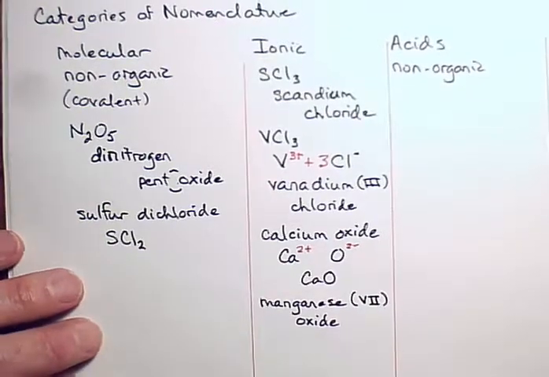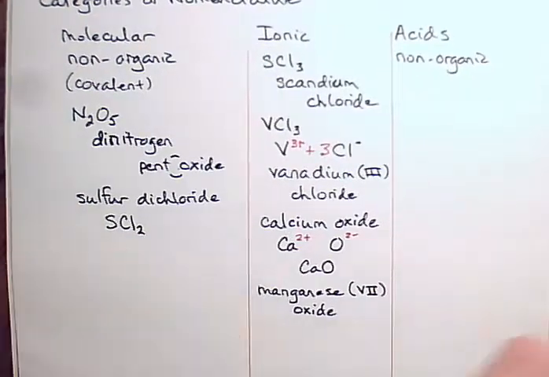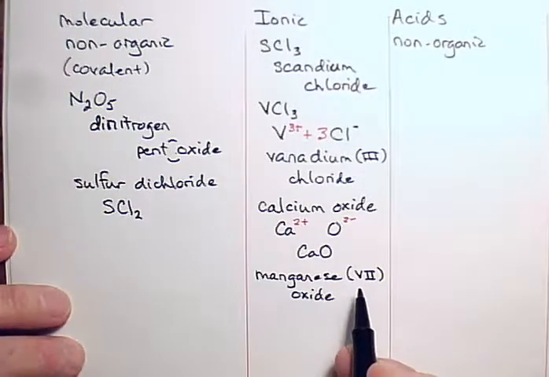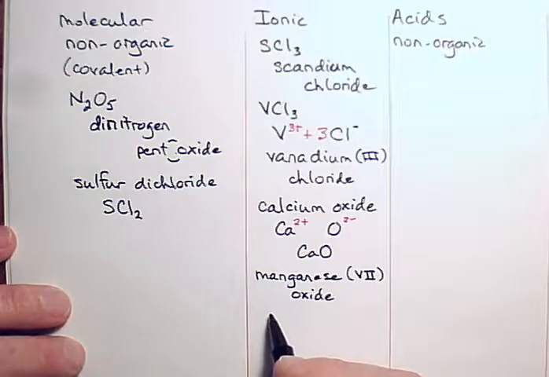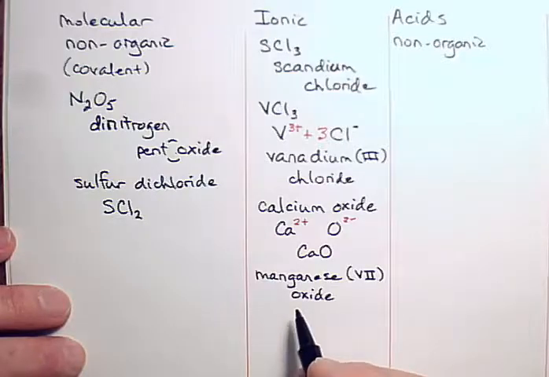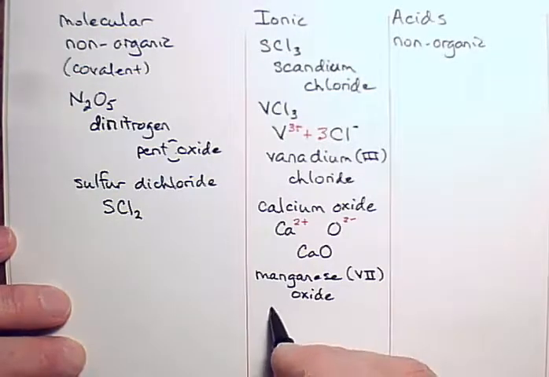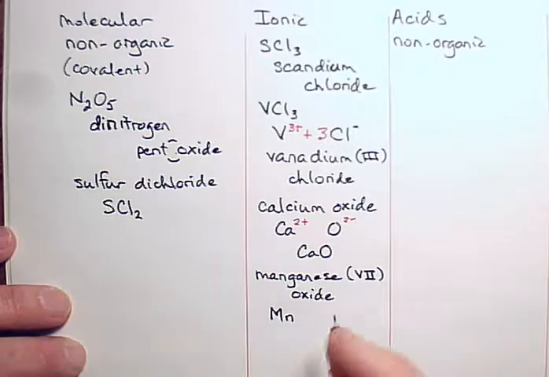Manganese 7 oxide. All right, so manganese 7 means that I have a 7+ charge on the manganese. Manganese, by the way, there's a word or an element that sounds very close to this. That's magnesium. This is not magnesium, this is manganese. Make sure you look for the right symbol. This is M sub N, and it's going to have a 7+ charge on it.